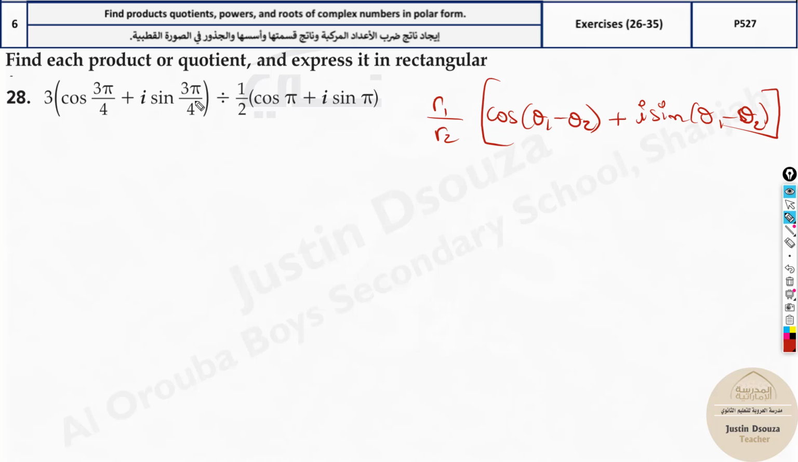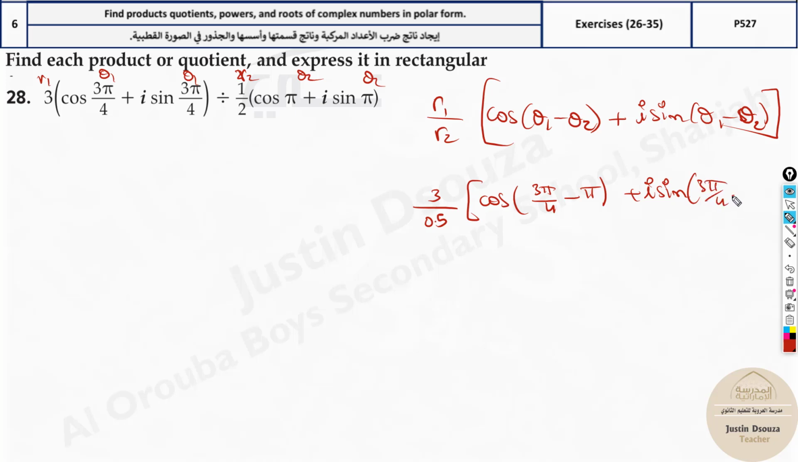Now we will substitute. We need to divide what this is. This becomes r1 theta 1. The division part, divisor, becomes r2 theta 2. So r1 is 3 divided by half. I'll write 0.5, or you can write 1 by 2, and that goes up. Anyways, the answer will be 6 over here. What about cos theta 1? It's 3 pi by 4 minus pi, it's not plus, it's minus, my bad, plus I sine, same thing, 3 pi by 4 minus pi.